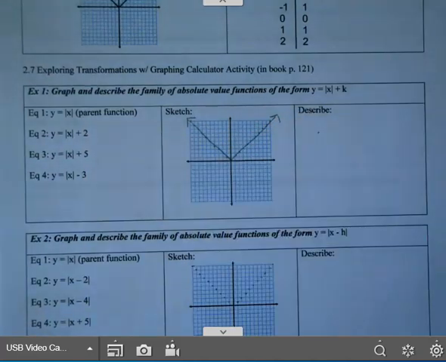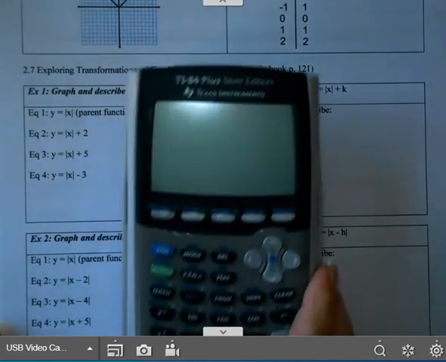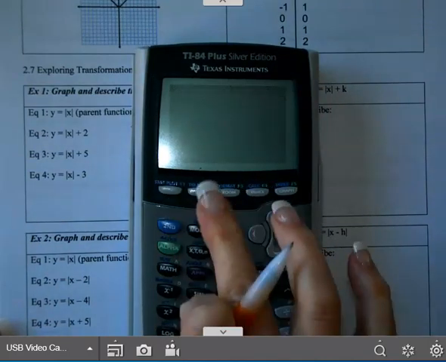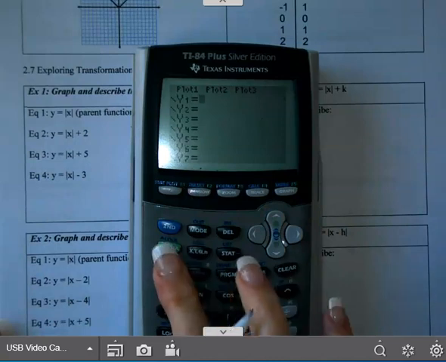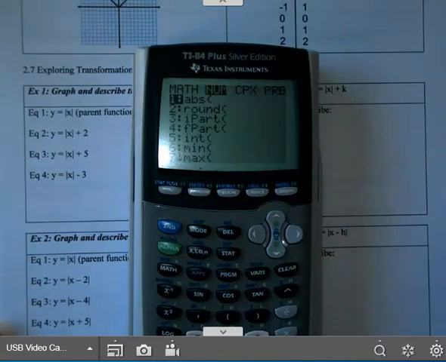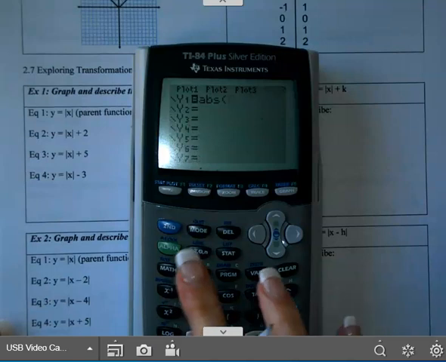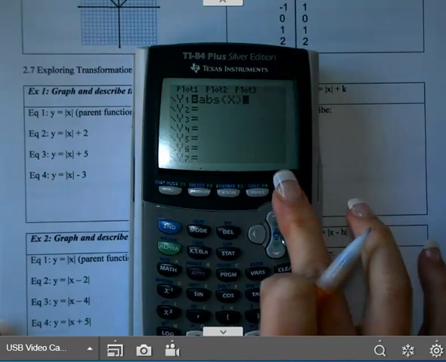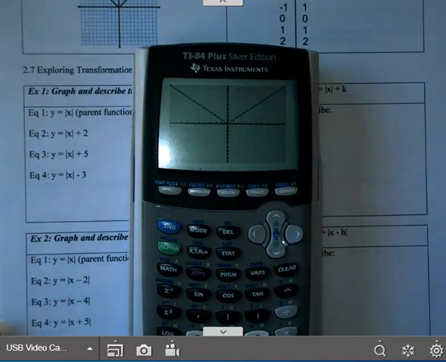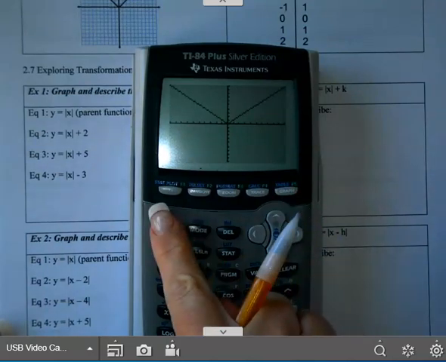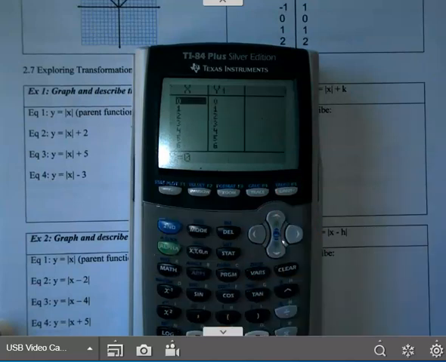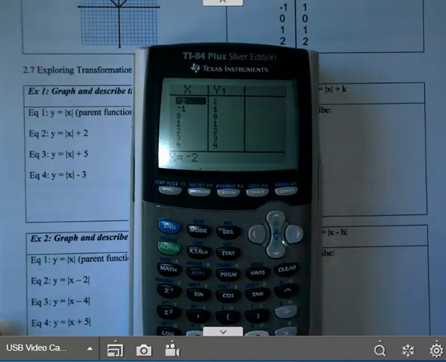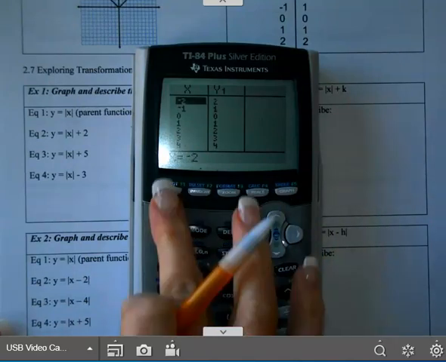And you can graph this on the calculator if you wanted to, which I'm going to do right now. So go to y equals, and math, number over to absolute value, and then I'm just going to type in the x and graph it. And there's my picture. If you wanted to pull up the table, you could. If you go to second graph, there's your table. If you want some negative values, you can get those. So you could graph your points there.